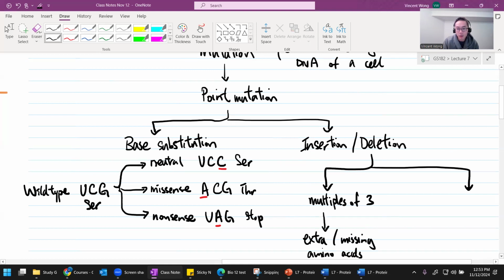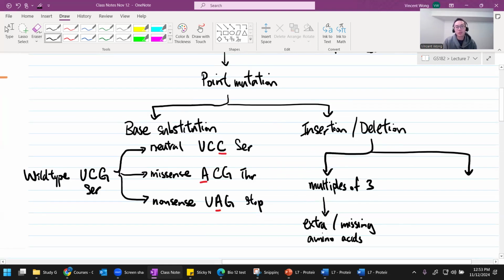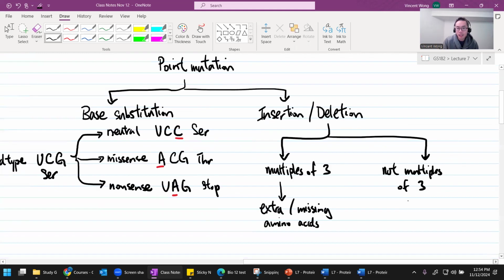If you delete three nucleotides, then you end up missing one amino acid. If you delete six nucleotides, then you will be missing two amino acids. Okay. On the other hand, if it's not multiples of three, if you're inserting one extra or deleting two, then it's going to lead to something called frame shift.